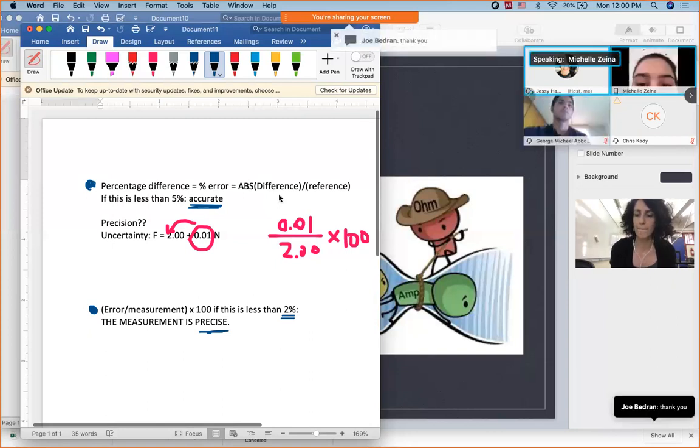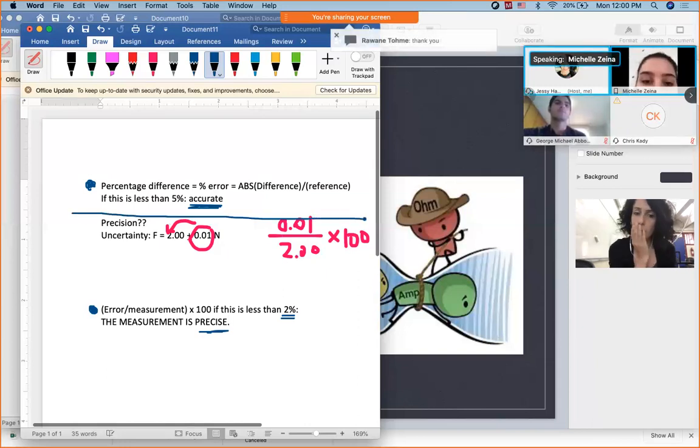Yes, Michelle. This is not the percentage difference. This is concerning precision. So the two ideas are separate.